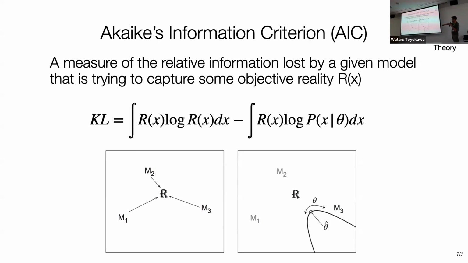So this curve here represents the different predictions made by this model 3 at different values of theta. And this closest point is theta hat, okay? And so this is capturing some sort of difference between the reality and the model at its best. Okay, very abstract. We never have access to R.